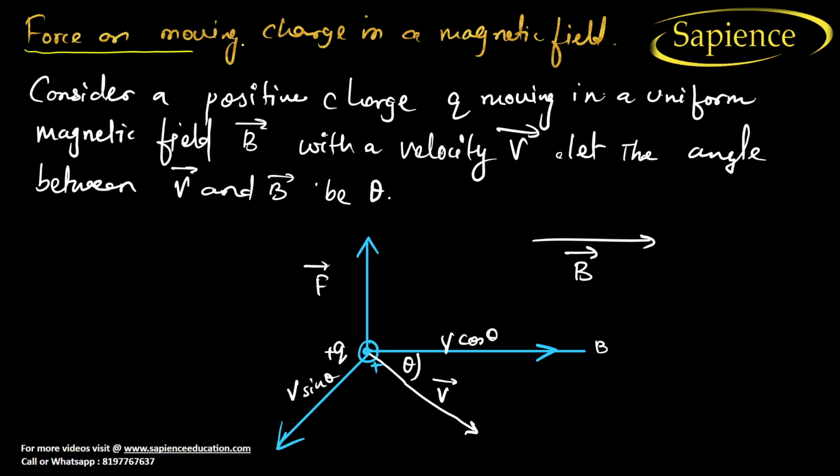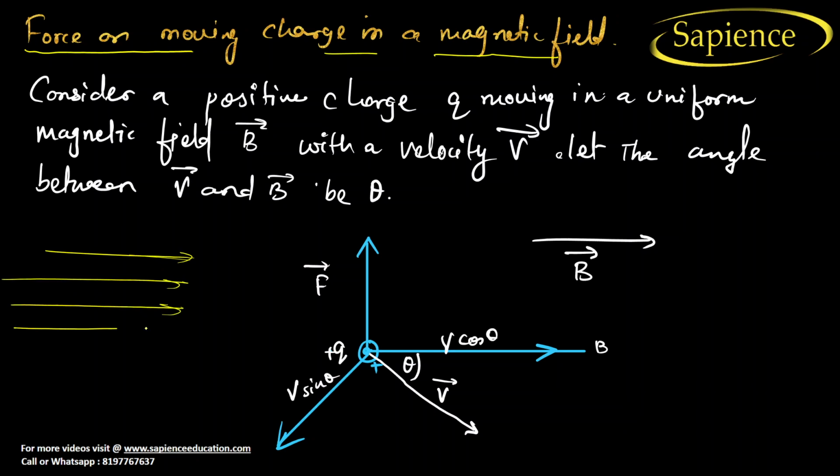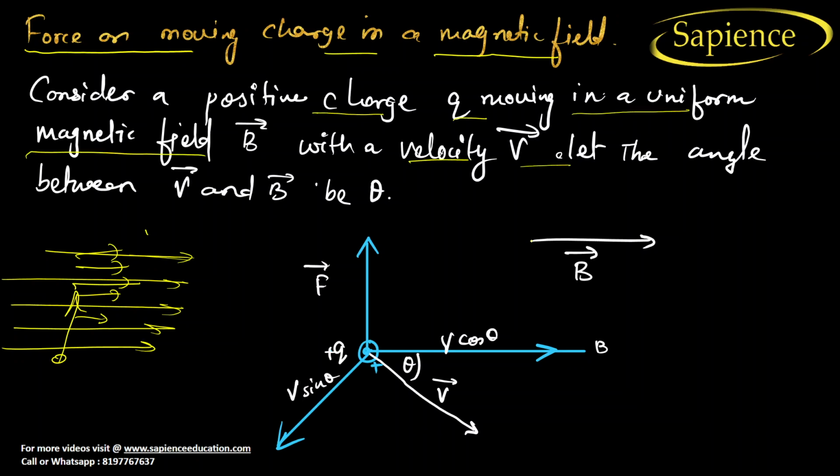Again, next is the force on a moving charge in a magnetic field. What do you mean by this? See, let us consider there is a magnetic field, and if a charge is moving, what will happen? There will be an extra external force applied on this charge. Consider a positive charge Q moving in a uniform magnetic field with velocity v. See here, this is a positive charge and it is moving at an angle theta with the magnetic field.